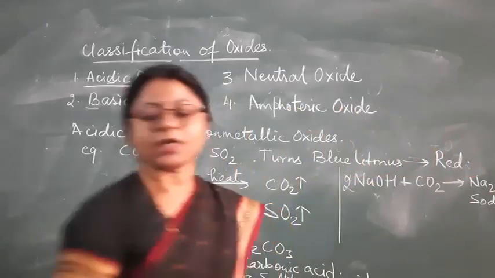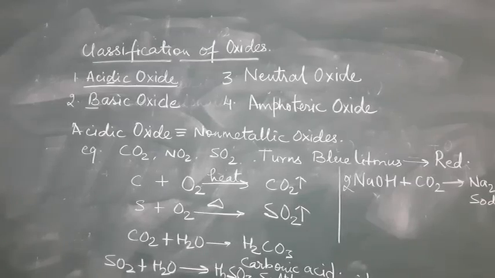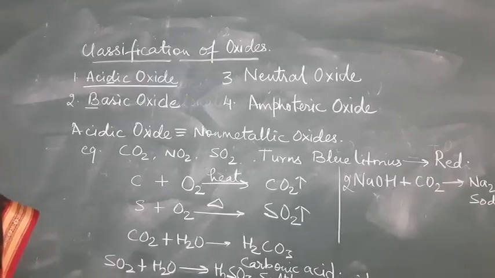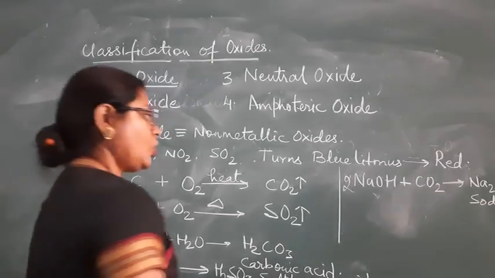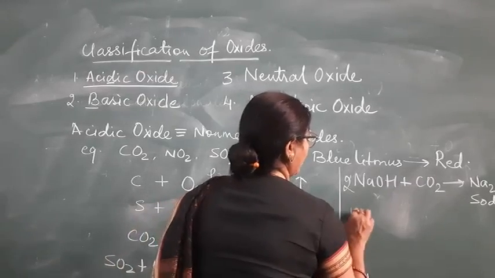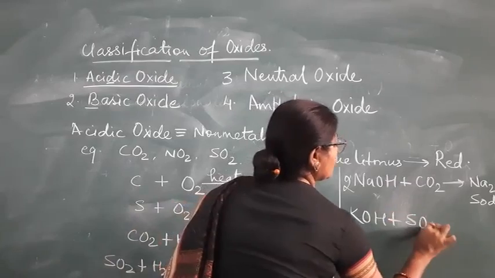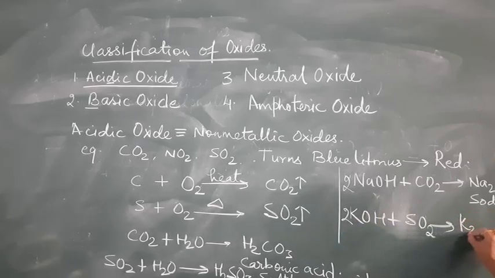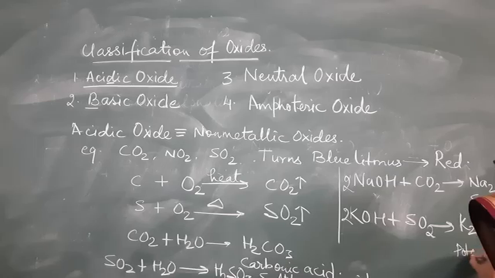Similarly, when sulfur dioxide reacts with a base like potassium hydroxide or sodium hydroxide, it will form the salt and water, like KOH plus SO2 forms K2SO3, potassium sulfite, plus water molecule.